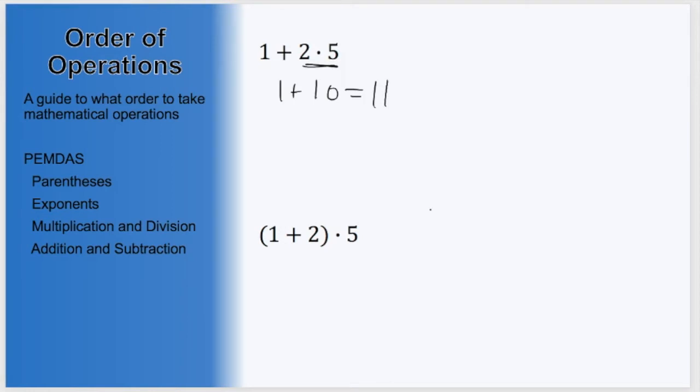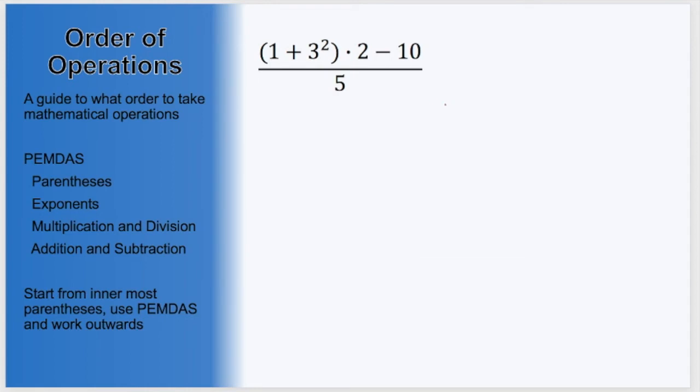Let's see how parentheses can change this calculation. If we now have (1 plus 2) times 5, where the addition is inside of the parentheses, PEMDAS tells us to do any operations inside the parentheses first. So doing this addition, 1 plus 2 will be 3, and that will be left to multiply by 5, which gives us 15. So you can see how parentheses can give a high priority to operations and change the calculation.